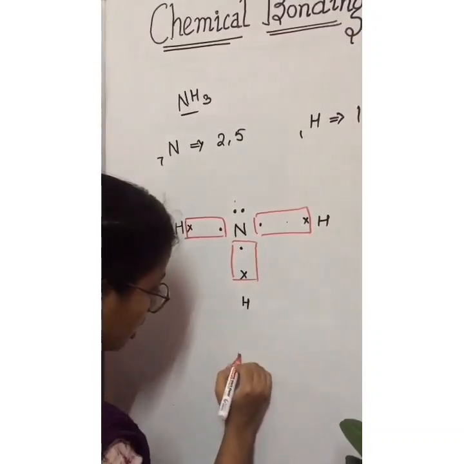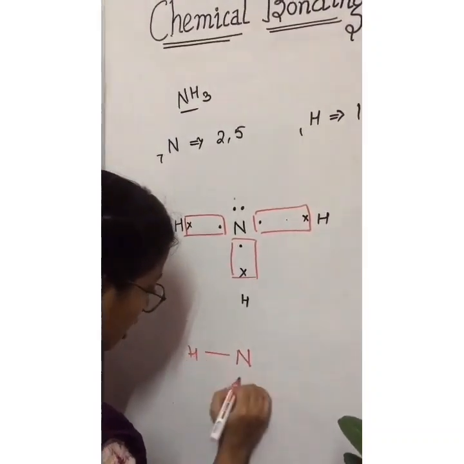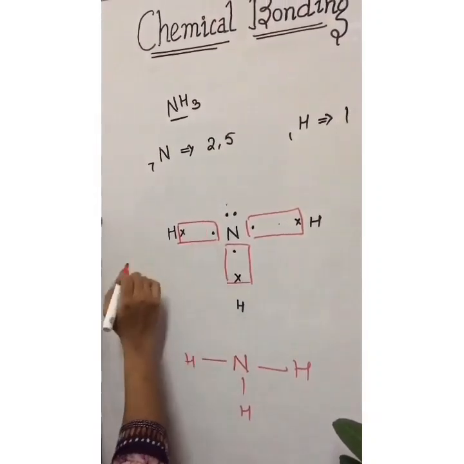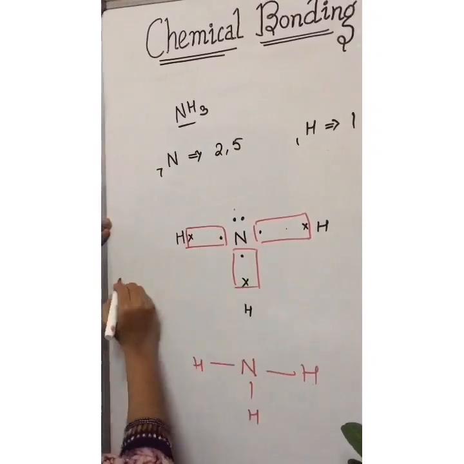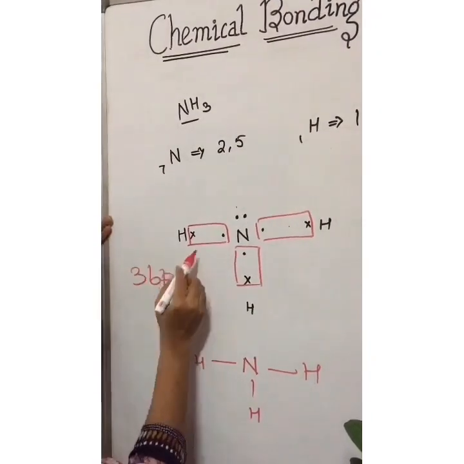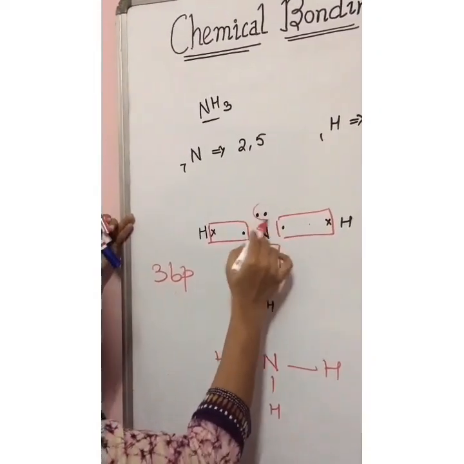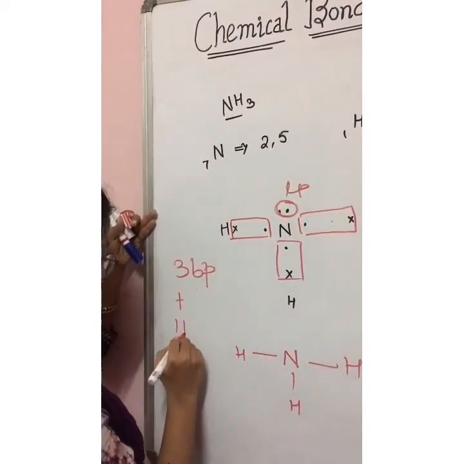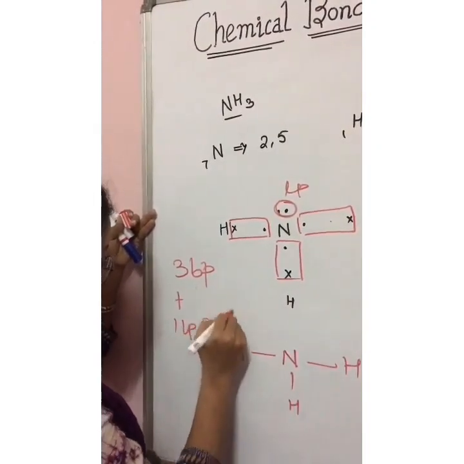So the structure is N, H, H, H. Now this has 1, 2, 3 bond pairs of electrons and 1 lone pair. This is called a lone pair, plus 1 lone pair of electrons, okay?